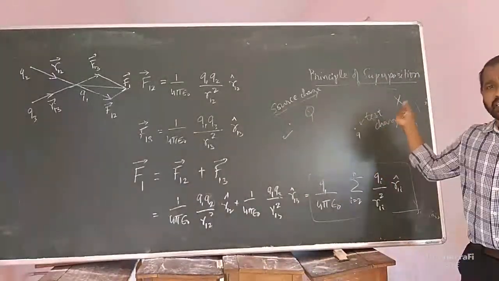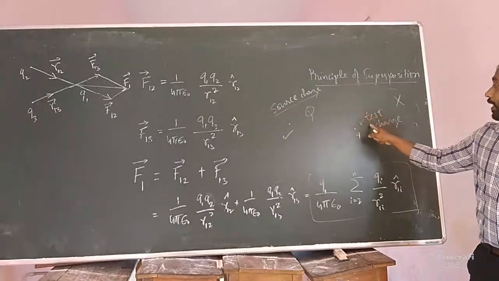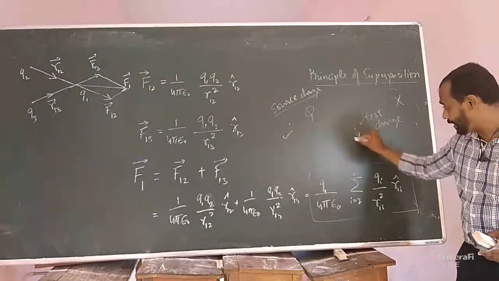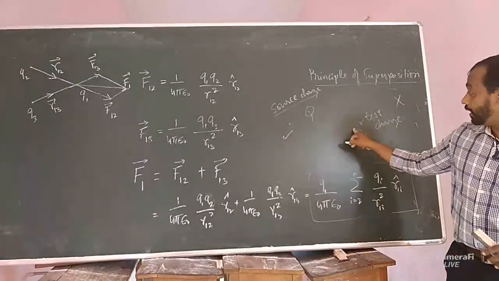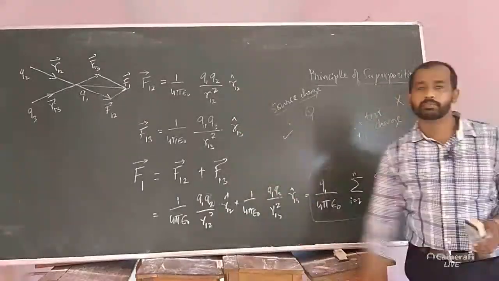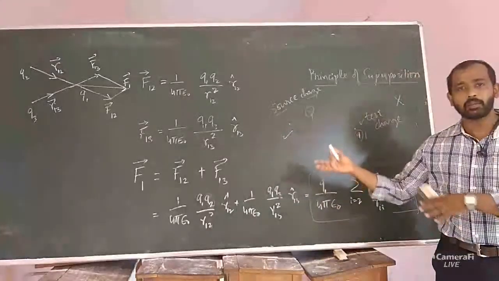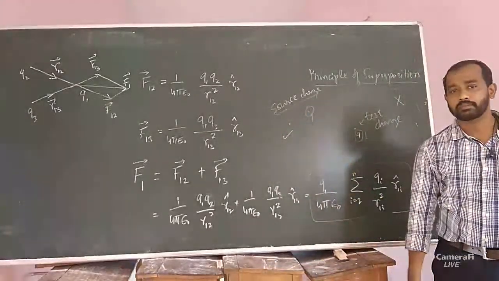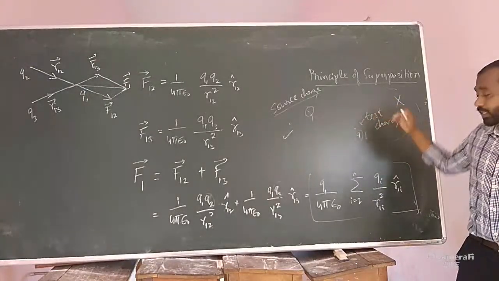A negligible force can be created by the test charge if we make the test charge itself very small. That's the condition. Otherwise, because of this test charge, the source charge will start to move, so the distance will vary. That will be the problem. The field will change. That is one reason why we keep the test charge very small.